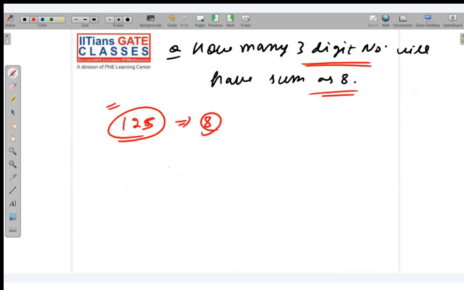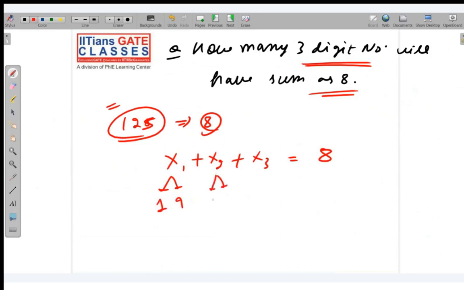Yes, so how can we answer? I will say x1 is the first digit, x2 is the second digit, x3 is the third digit. The sum of the digits should be equal to 8. Now, can you tell me the minimum value of x1 and the maximum value of x1? Minimum 1, yes, very good, 1 to 9.